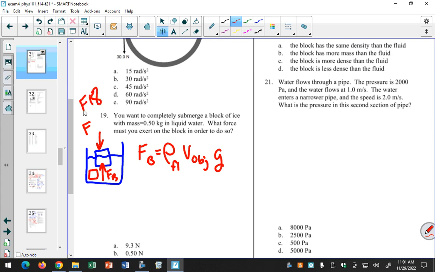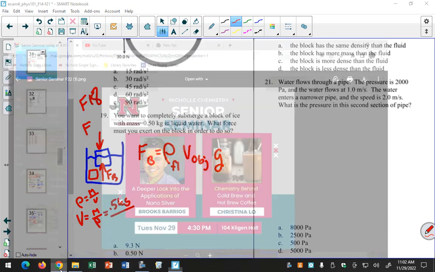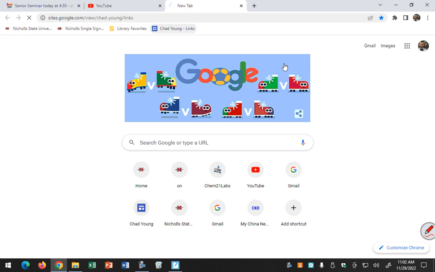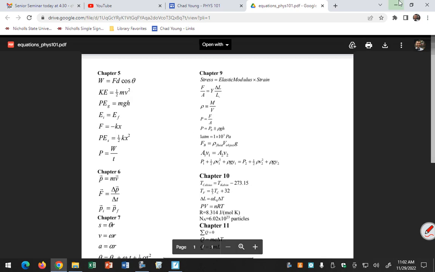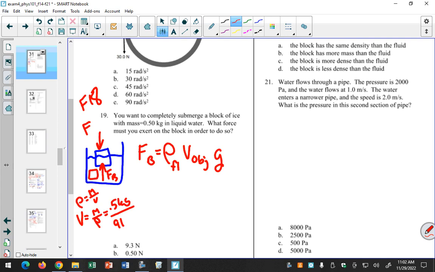So here, this is a little trickier because I'm not given the volume of the object, but I can find the volume of the object because I know that it's ice and I know its mass. So since density is mass over volume, volume is mass over density. And the mass of this is 0.5 kilograms. I don't know the density of ice off the top of my head. It's on your equation sheet though. What is it? 917. Yeah. Okay, thank you, Shelby. 917 kilograms per cubic meter.